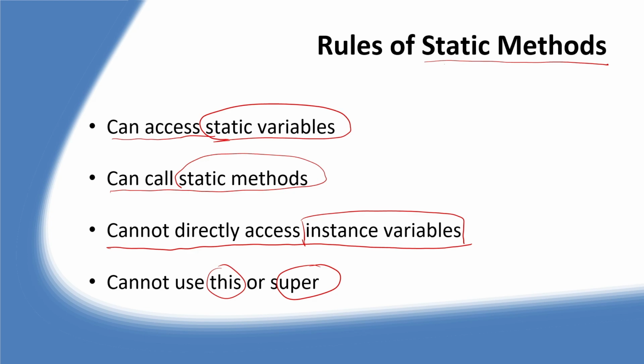Okay, we have studied that instance variables and methods require an object reference. I am explaining this third line: it cannot directly access an instance variable. Why? Because instance variables require an object reference, and static methods are not associated with objects. They are associated with the class.